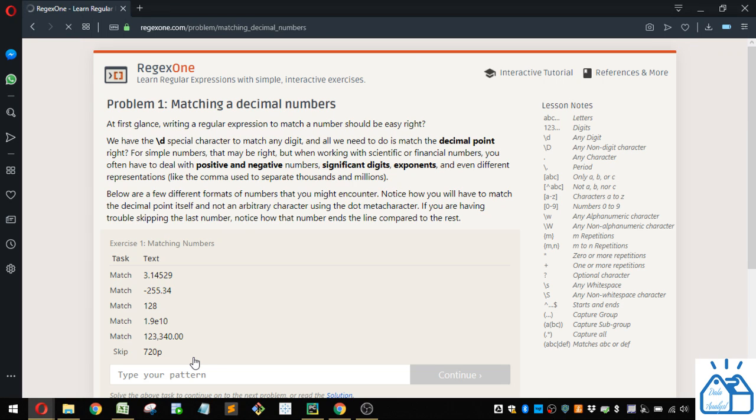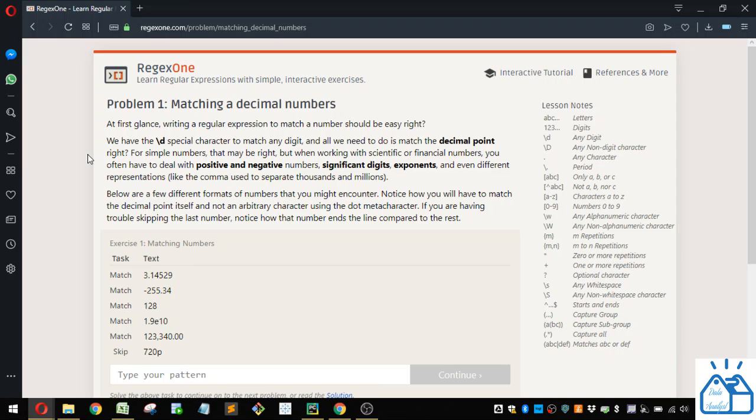So we're going to the additional problems here. Problem 1, matching decimal numbers. At first glance, writing a regular expression to match a number should be easy, right? We have this \d special character to match any digit, and all we need to do is match the decimal point, right?